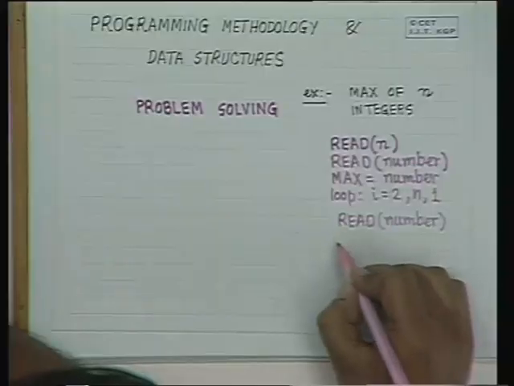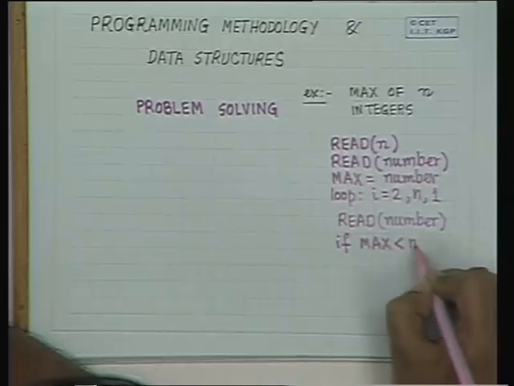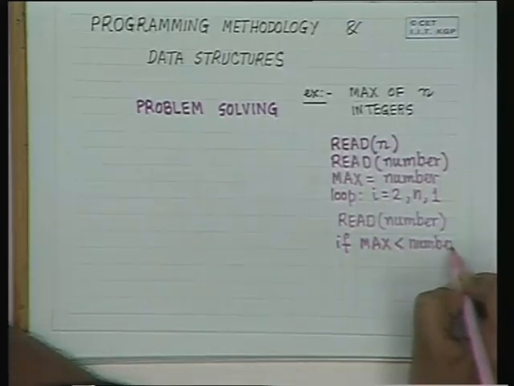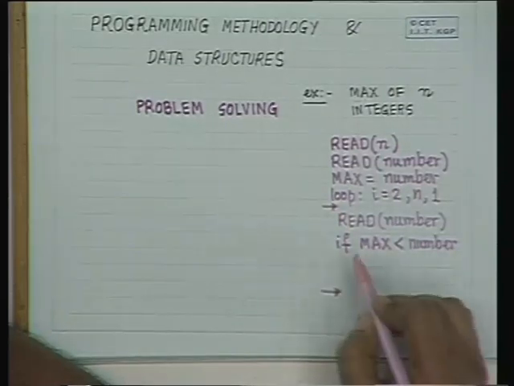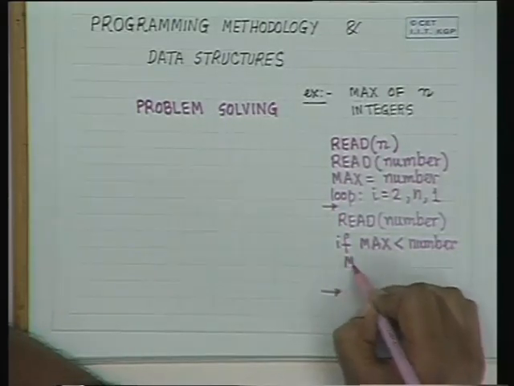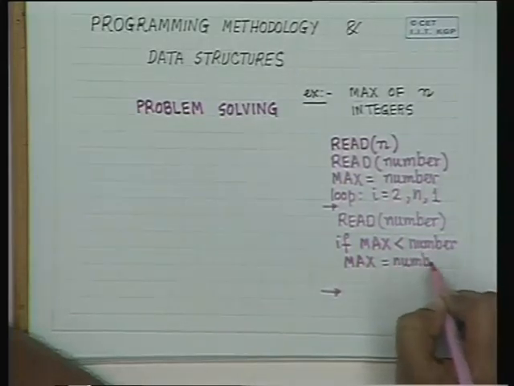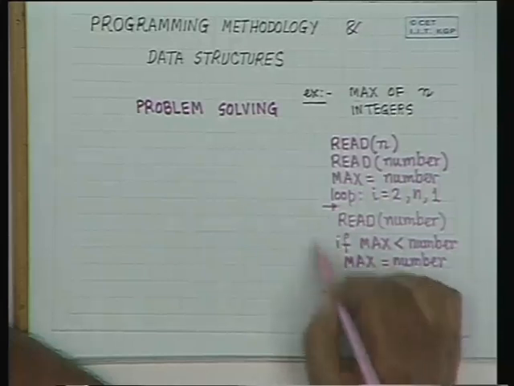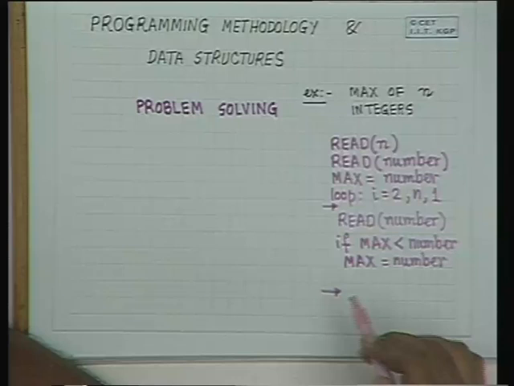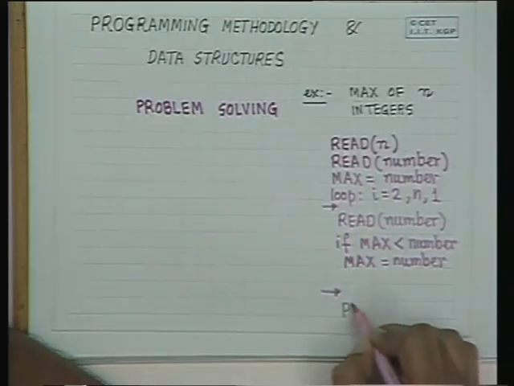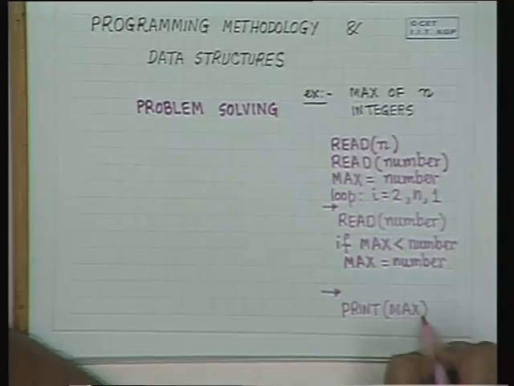That is, you would say that if max is less than number, this loop starts from here and continues till a certain point, and if max is less than number, you would say max is equal to number, and this loop would continue from 2 to n because the first number has already been read, and at the end of the loop you would just print the value of max.